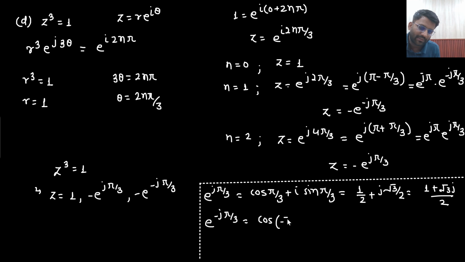That will be cos of minus pi by 3. Or you can simply do one thing: in place of j, you need to put minus j. So in the final answer, in place of j, you just need to put minus j. So what is the answer? 1 minus under root 3j divided by 2.